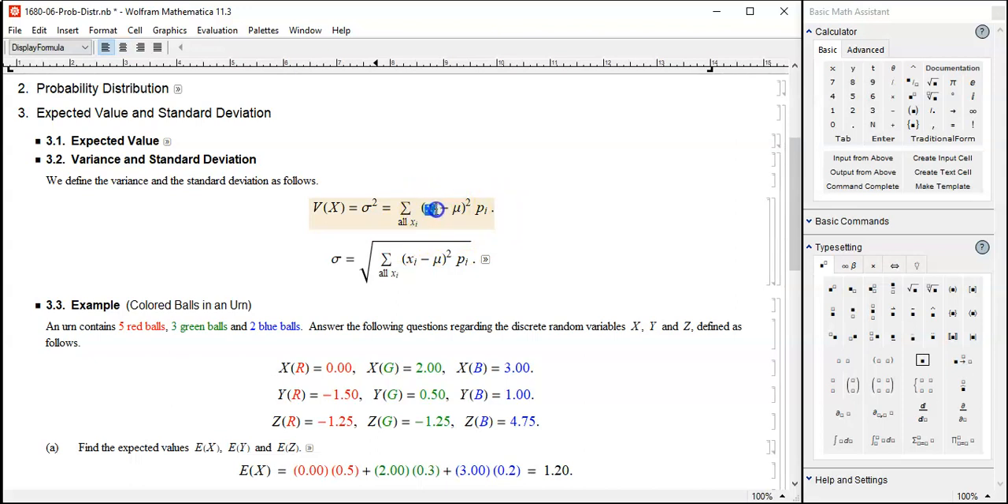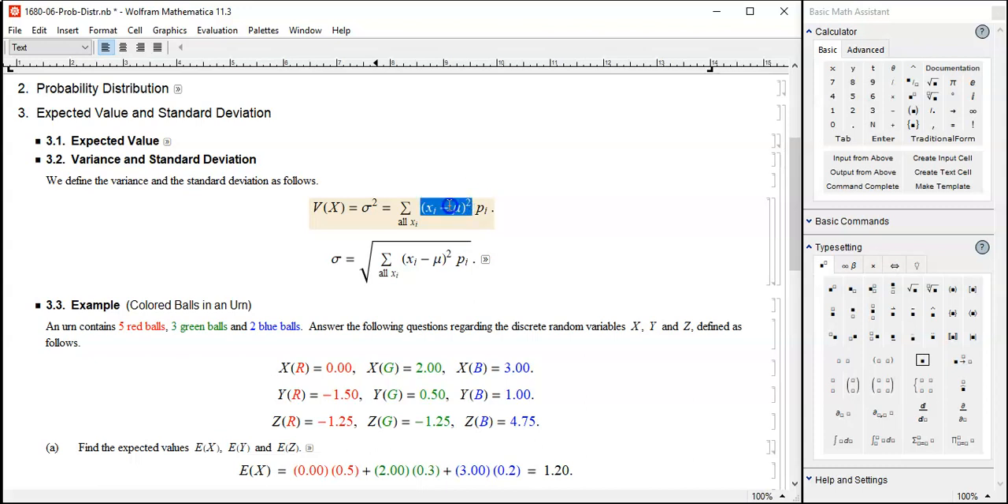Each outcome, or each payoff, minus the expected value, and square those. Now, if you don't square, if you simply take x minus mu and then multiply by the probability and add them all up, you're going to get 0, because this difference is called deviation. Each deviation, xi minus mu, may be positive or negative, and they're going to cancel each other out. You're going to get 0.